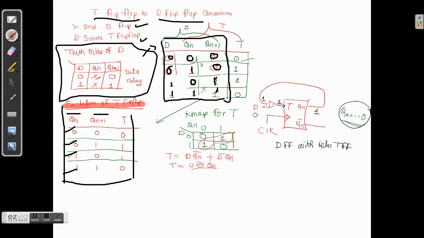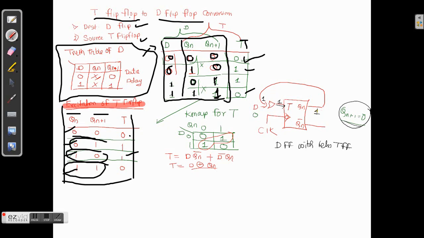Okay. After that, we have to write the T values based on the excitation table. If we have Qn and Qn plus 1 as 0 0, we have T value 0. So here the value written is 0. Next we have 1 0 here, T value is 1. We have 1 1 here, T value is 0. We have 0 1 here, T value is 1.